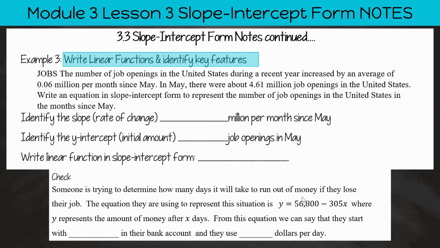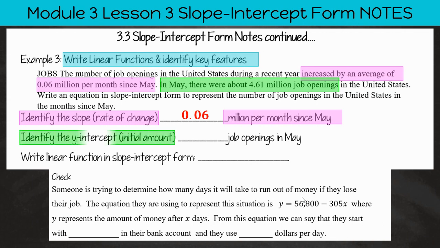So as I read this word problem, I see that it says the United States during a recent year increased by an average of 0.06 million per month since May. So that's how it's changing or moving. M is movement, so that's our slope. In May, there were about 4.61 million job openings. That's our beginning point, our initial value. So I identified my slope as 0.06 and I identified my y-intercept as 4.61. So now I just need to write that in slope-intercept form, which is y is equal to 0.06x plus 4.61.